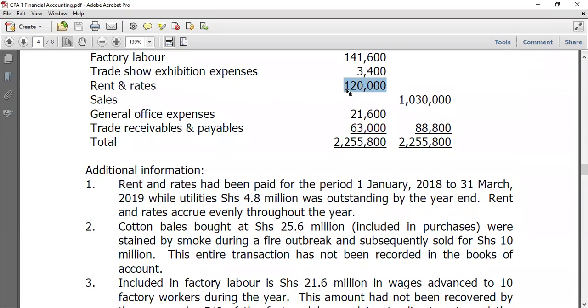And they're telling me that it is 120,000. So they are telling me that part of this rent, you get it, had been paid, and it relates to the period of 2019. And they're also saying here that rent accrues evenly throughout the year. So it means that every month we pay the same amount of money. So how I'll do this, basically, remember, how many months are these? From January to 31st March, these are 15 months.